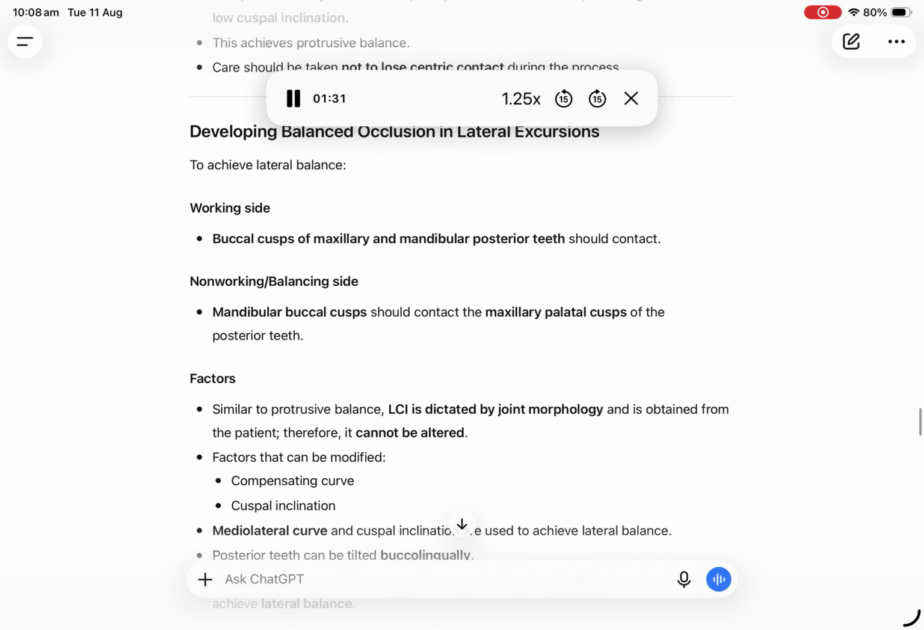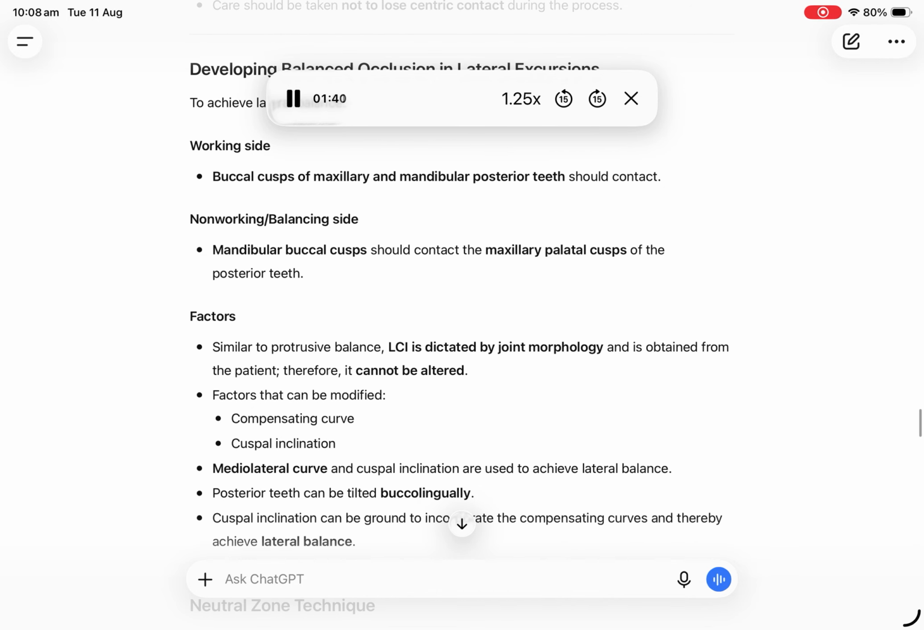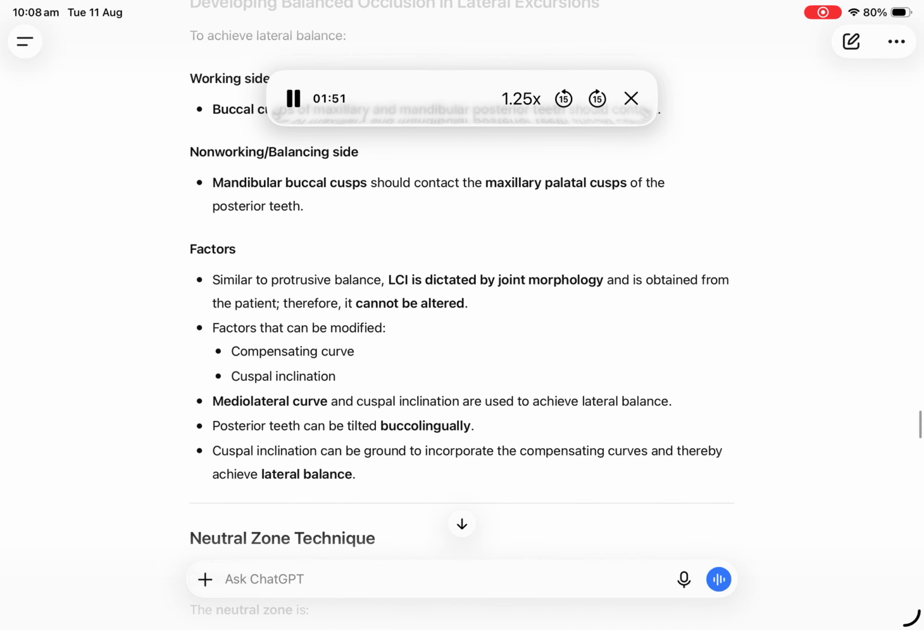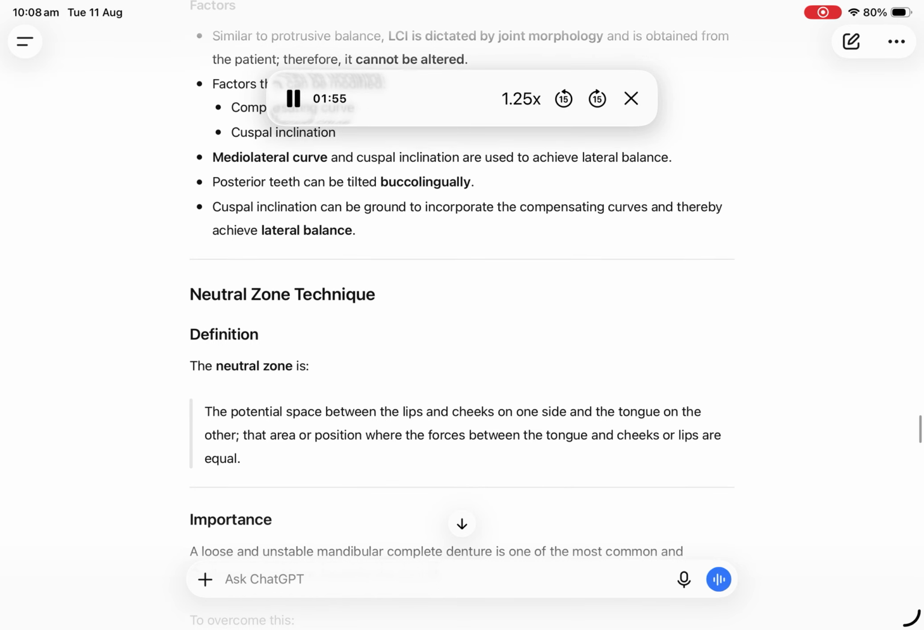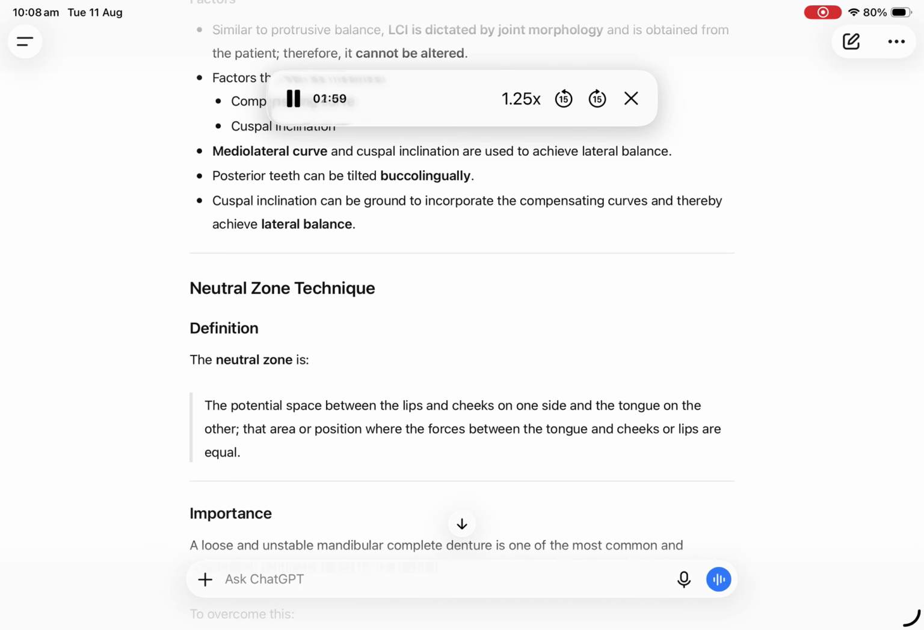Factors. Similar to protrusive balance, LCI is dictated by joint morphology and is obtained from the patient. Therefore, it cannot be altered. Factors that can be modified, compensating curve, mediolateral curve, and cuspal inclination, are used to achieve lateral balance. Posterior teeth can be tilted buccolingually. Cuspal inclination can be ground to incorporate the compensating curves and thereby achieve lateral balance.